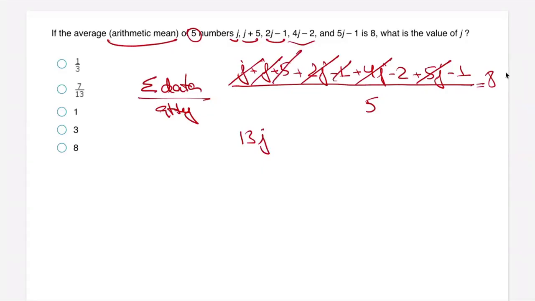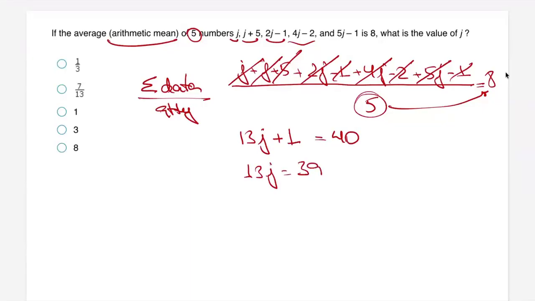5 minus 1, 4, minus 2, 2, minus 1, 1. 5 I will pass multiplying, 40. 13j, 40 minus 1, 39. 39 divided by 13 is 3. Easy? Just apply the formula.